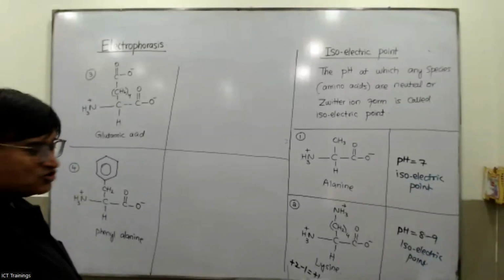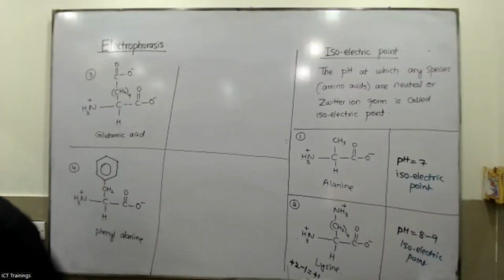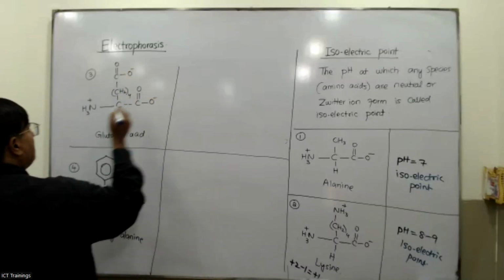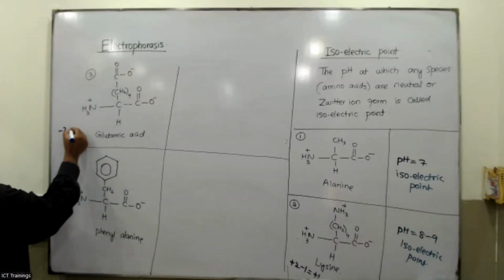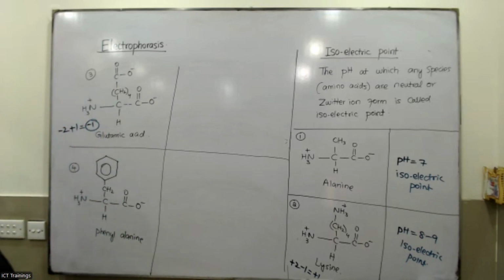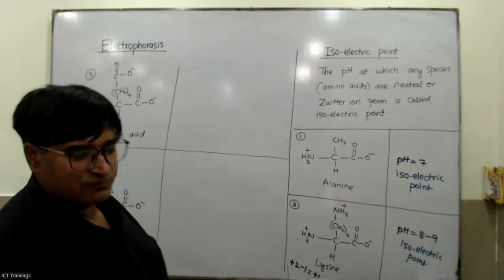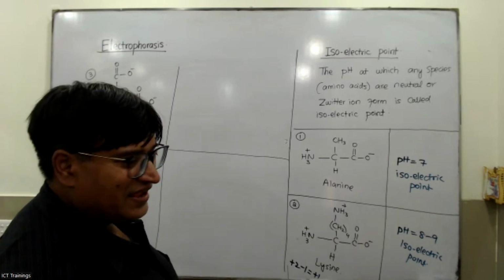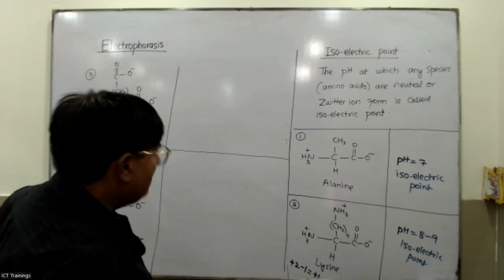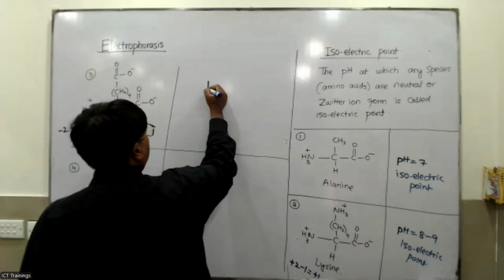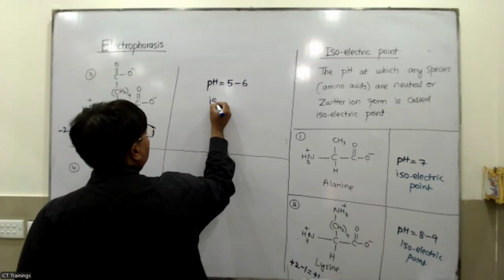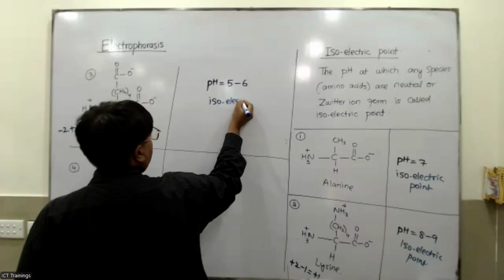Yes. Muskan beta, you should try this one. It has negative charge. So this is negative 1, that is negative 2, and this is plus 1. So it is having negative charge. So I want to remove one of the negative charges from it, Muskan. So what pH should I take? What do you think? pH 5 to 6. Thank you so much. So pH 5 to 6, that is the isoelectric point for it.